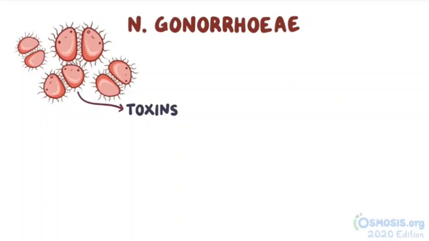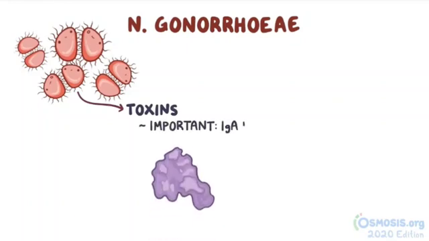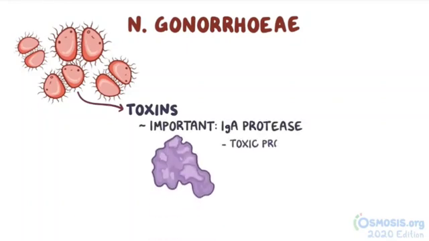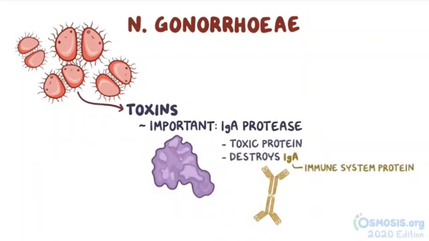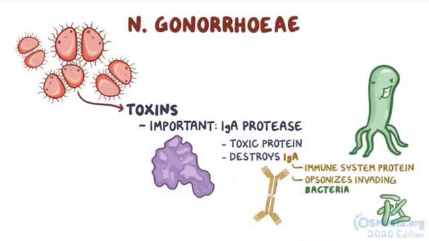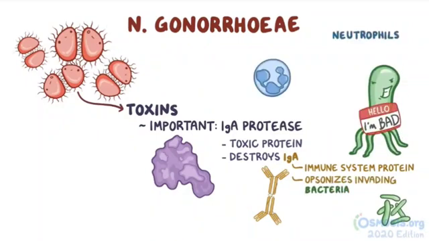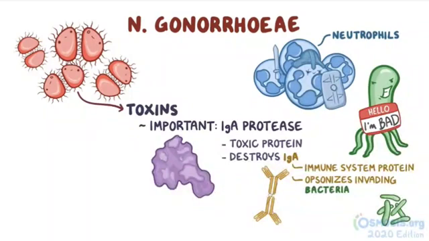Pili aside, other virulence factors of N. gonorrheae include toxins. The very important one is IgA protease, a toxic protein that this bacterium uses to destroy immunoglobulin A, or IgA. IgA is an immune system protein that's normally found in the mucosal secretions, like those produced by the vagina or the cervix.